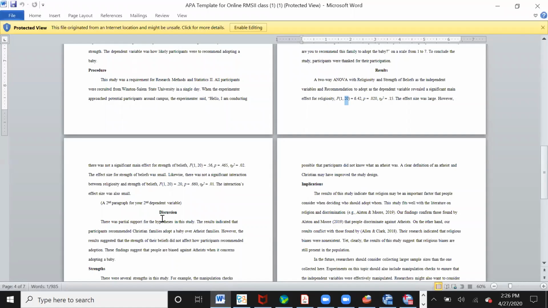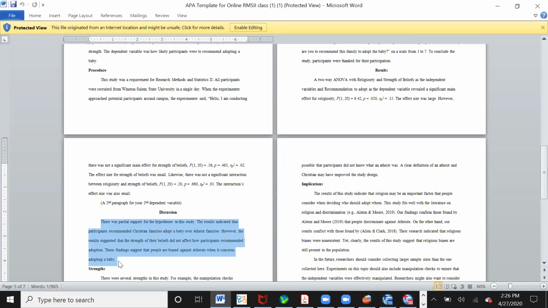All right, the discussion section. You're going to do a second paragraph for your second dependent variable, but you just mimic what you did for your first one. So you should have 3 F tests for each paragraph: one F test for each main effect, since you have 2 of them, that's 2, and then 1 F test for your interaction effect. Be sure to interpret the effect sizes. You can look at the PowerPoint and your textbook to find how to interpret the effect size.